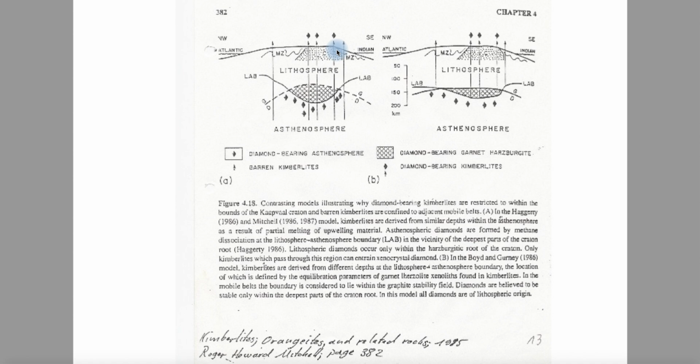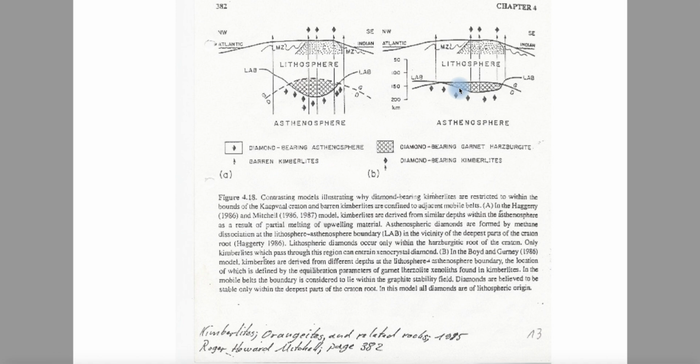So that is so far the description of the diamonds, from the diamond window to the Earth's surface, and where they are formed. So then they can form in the asthenosphere, that is here, the diamond-bearing asthenosphere. And then we have diamond-bearing garnet harzburgites. They are then more in this field. Then we have here barren kimberlites, and here we have diamond-bearing kimberlites in Model B.